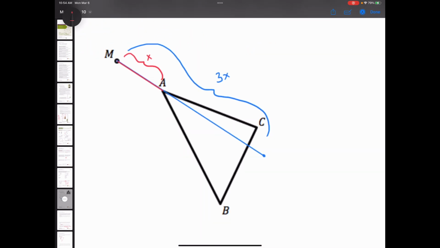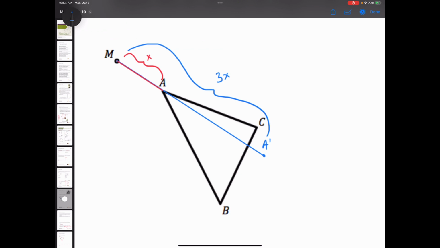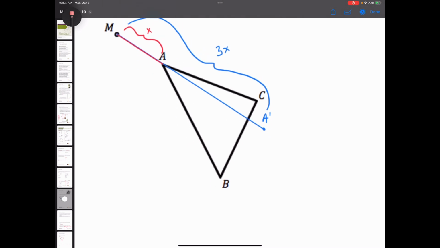That is A prime right here. And then you also need to do C prime and B prime and then connect those lines. I would also recommend using millimeters and centimeters with a ruler instead of inches.